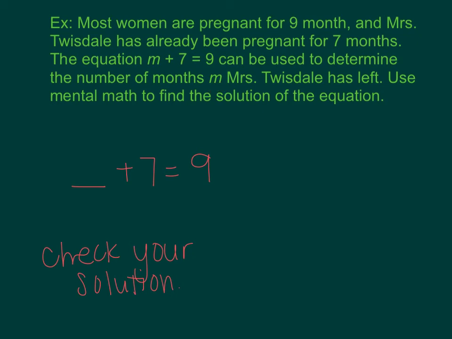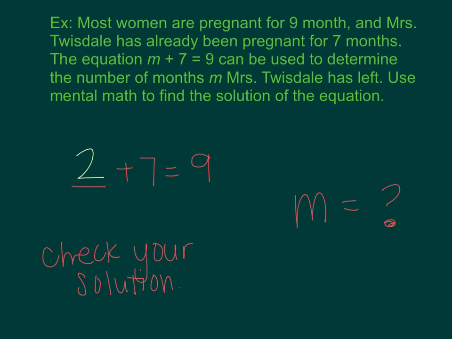Solution is, how can I make this sentence true if m equals something? You guys probably already know. Well, Mrs. Twisdale, obviously, you have to put 2 in here. 2 plus 7 equals 9. That's obvious, Mrs. Twisdale. And you're right. That's as simple as it is. I have 2 months left of being pregnant. Sometimes it feels like longer, but it is 2 months left.